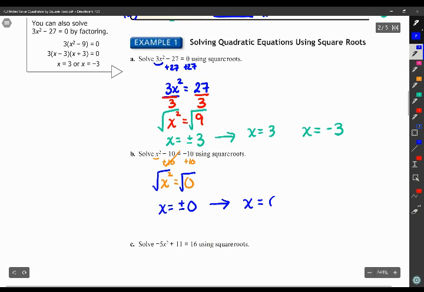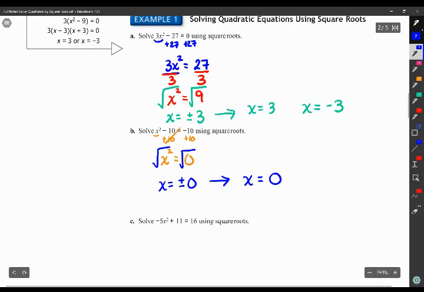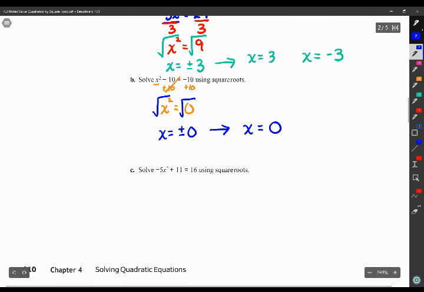0 is not positive or negative, so I get one real solution of x is equal to 0, which remember we said if my d value is equal to 0, so when I get squared isolated, if it's equal to 0, I get one real solution, which I did. Okay, I get x equals 0, and that's always going to be the solution.